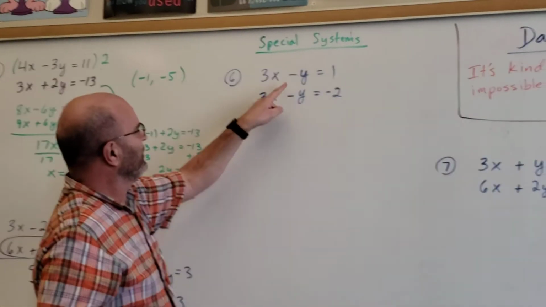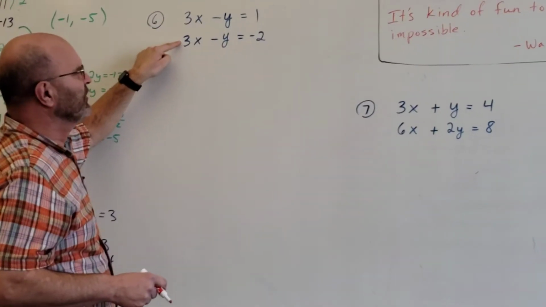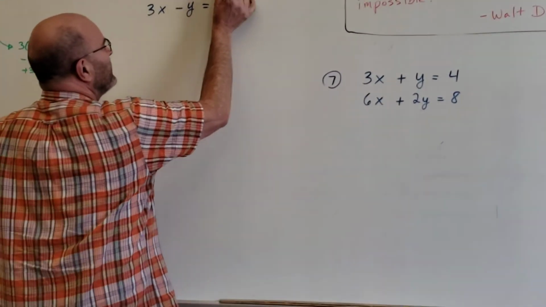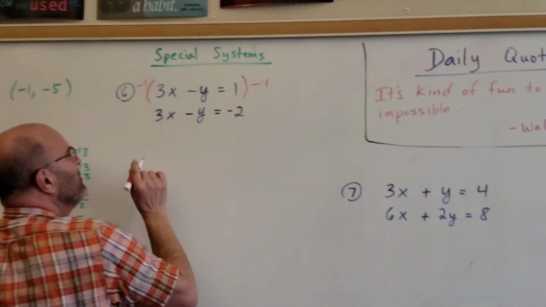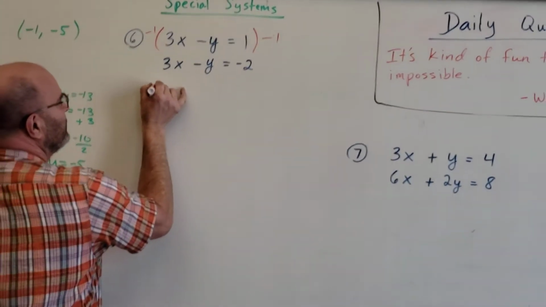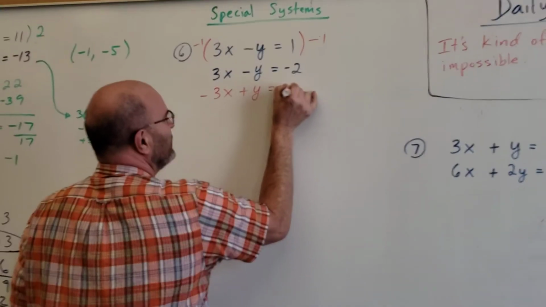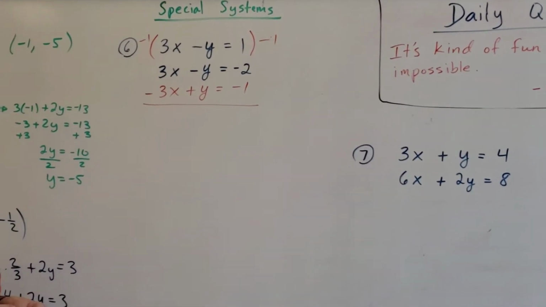Okay, these coefficients of y's are the same. These coefficients of x are the same. So hopefully you can see that if I just take one of them and I multiply through by -1, that will make the coefficients be opposites like we want. So that gives me -3x plus y equals -1. And so now I'm ready to add the equations together.